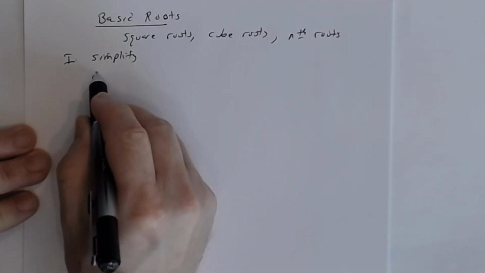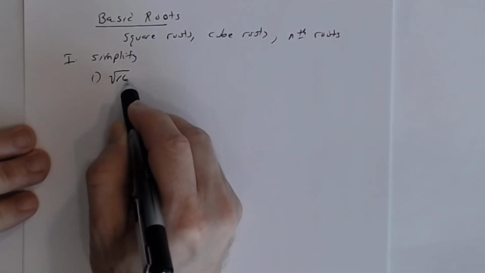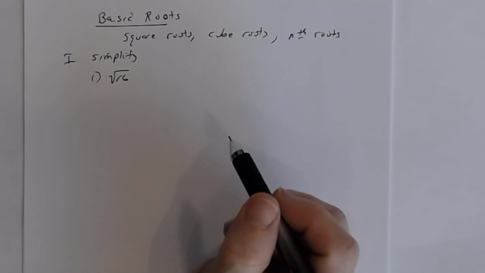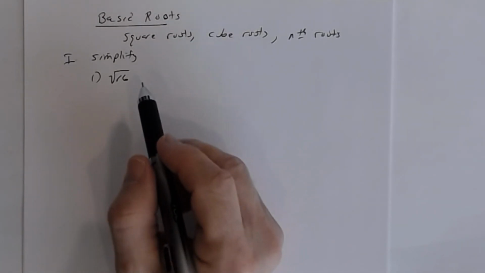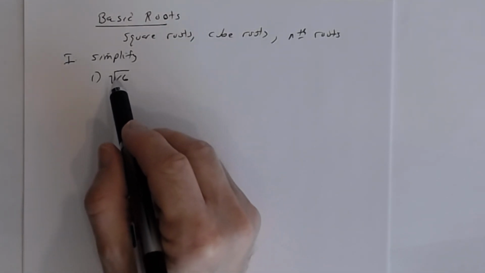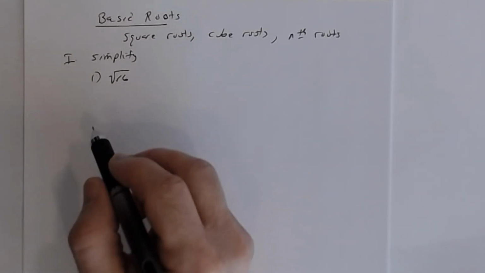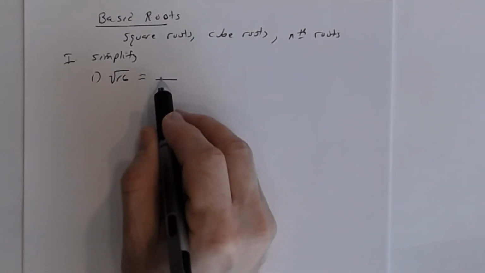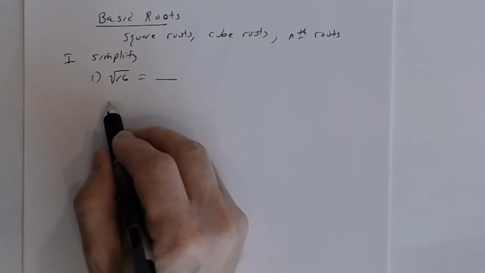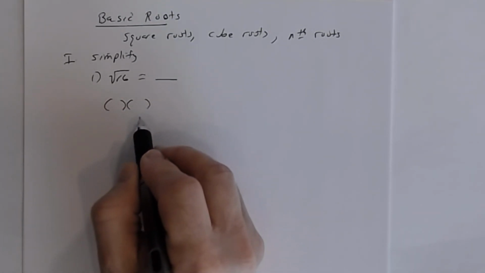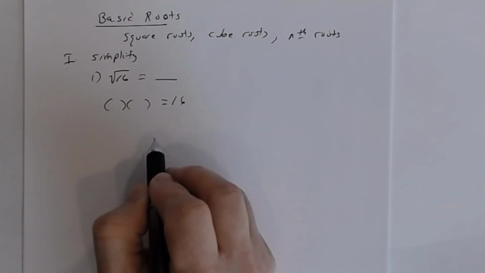And in number 1, let's say we want to simplify the square root of 16. Remember, the square root of a number, whatever that is right here, means what number times itself is 16.